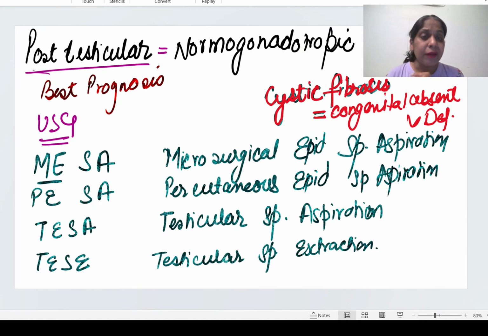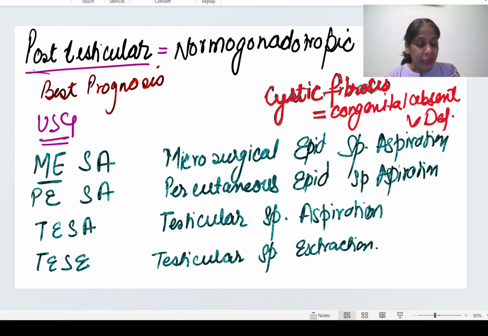So in cystic fibrosis, you should know that there is congenital absence of vas deferens, bilateral. So they ask you what type of azoospermia is there in cystic fibrosis. The azoospermia in cystic fibrosis is obstructive because there is congenital absence of vas deferens. Okay, now what are the techniques by which we can aspirate the sperm? MESA, PESA, TESA and TESE.